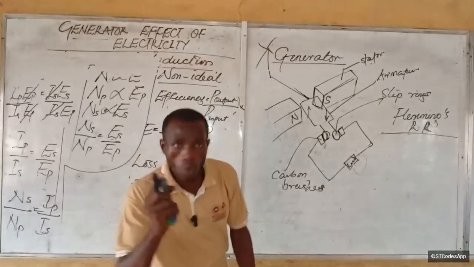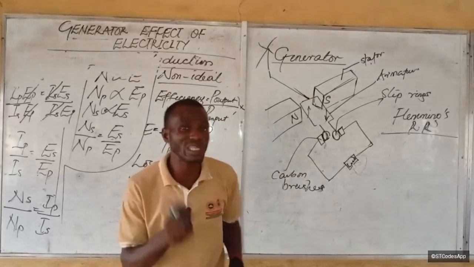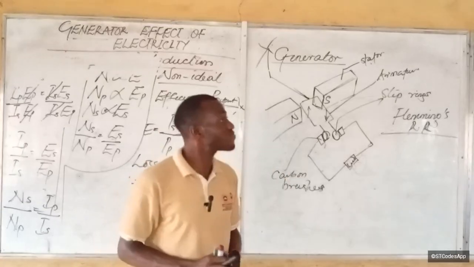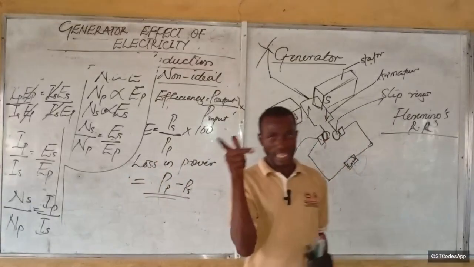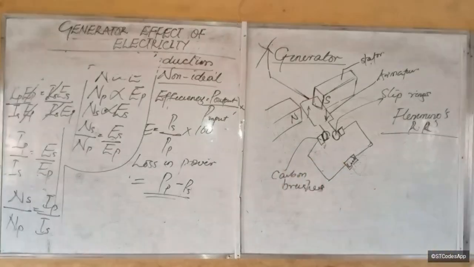Is that okay? So here we want to know the direction of the current, so we use Fleming's right-hand rule. It is like this. Let me just come to the screen without drawing.